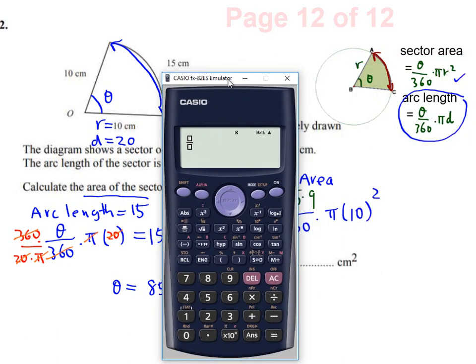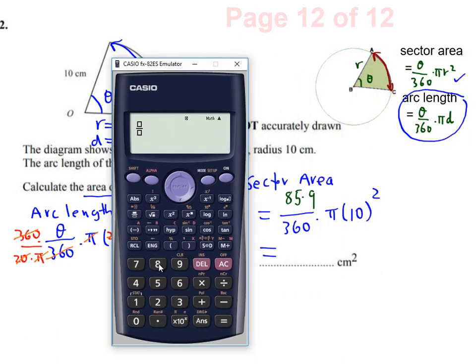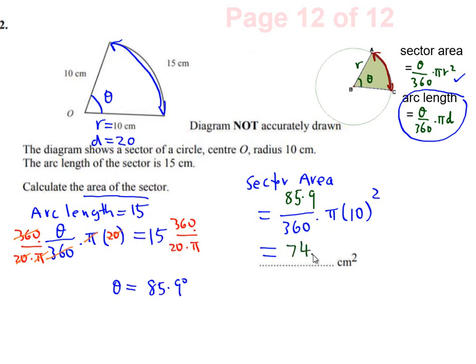The sector area is 85.9 over 360 times pi times 10 squared. Okay, that gives us 859 over 36 pi. I'm just going to go straight to the answer. 74.96. It's always useful just to leave your answer in 3 significant figures.